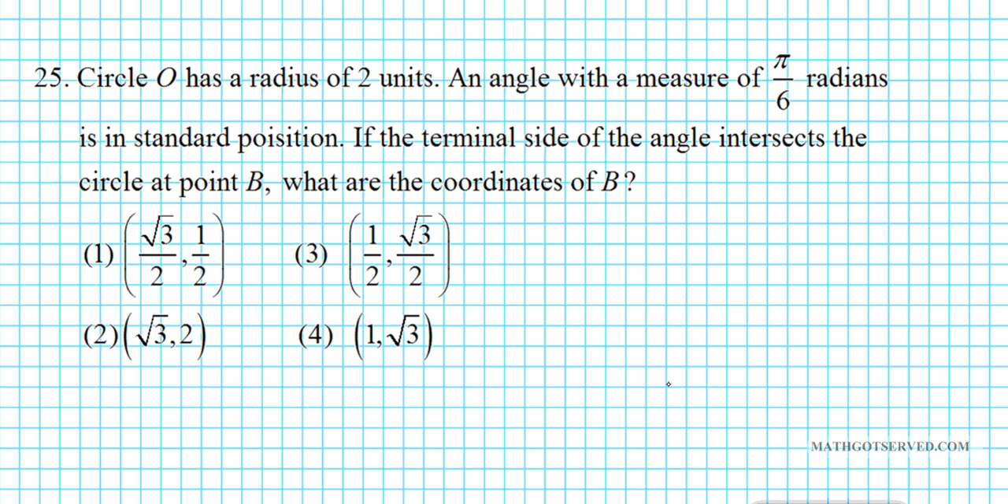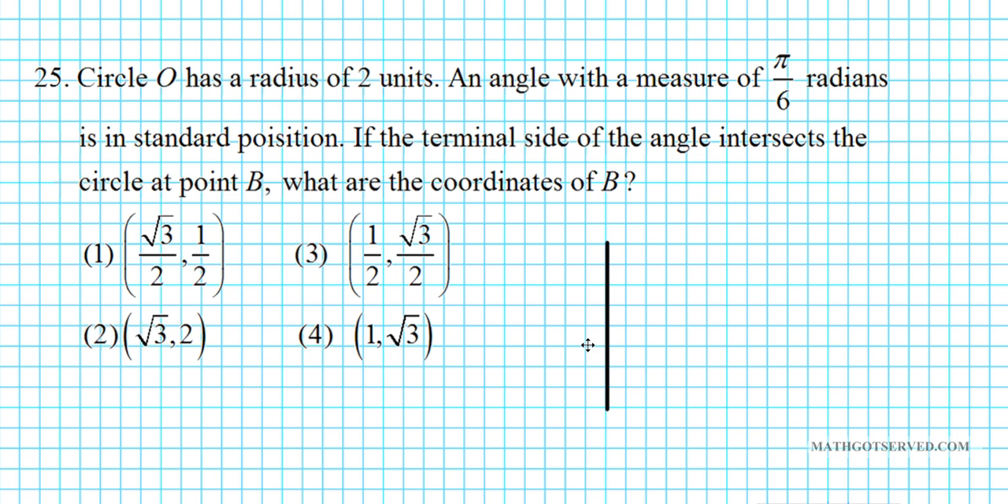All right, let's take a look at 25. It says circle O has a radius of 2 units. An angle with a measure of pi over 6 radians is in standard position. If the terminal side of the angle intersects the circle at point B, what are the coordinates of B? Okay, so when you think about coordinates, you're looking for the x and y value.